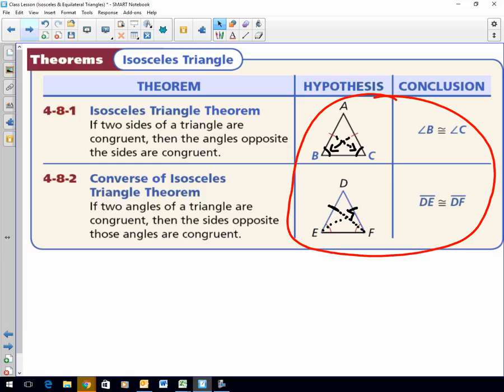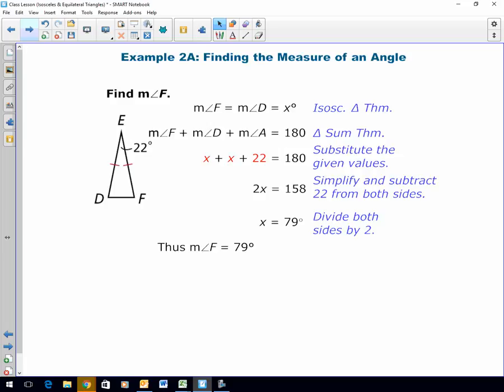Right? Moving on. So let's see this in action. Okay, I'm asked to find the measure of angle F. Here's what I know. Side DE and side EF are congruent. If you're not looking up here, you're going to miss the whole lesson.